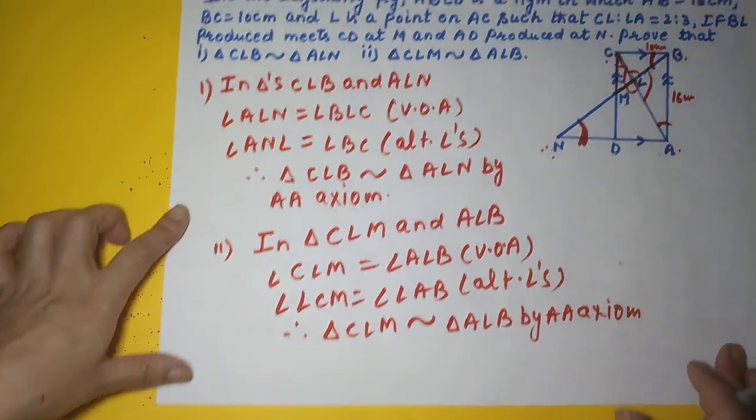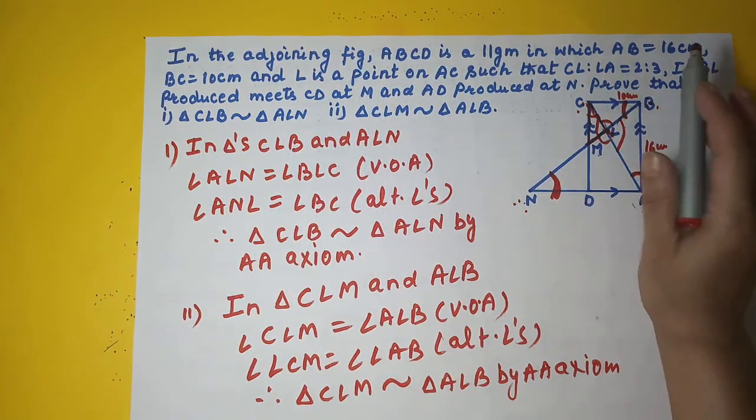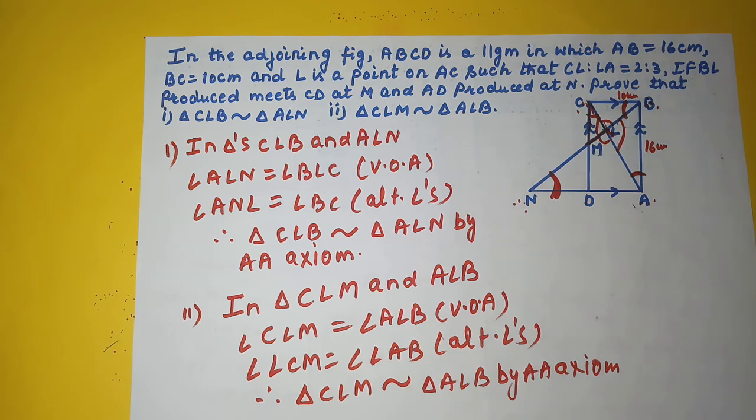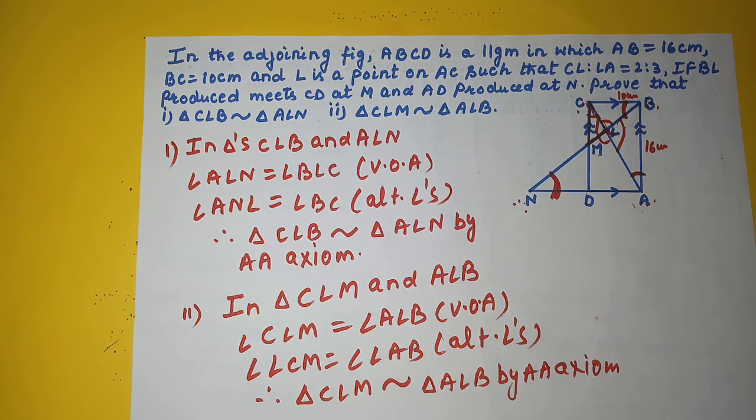Now you can see that he had given us various measurements here and the ratio of the sides also, but we have not used that. So sometimes just to confuse us, they give us these measurements, but you should always focus on what you have to prove.